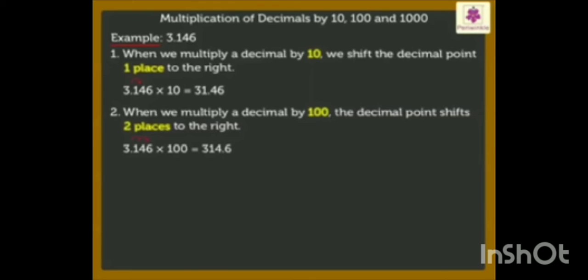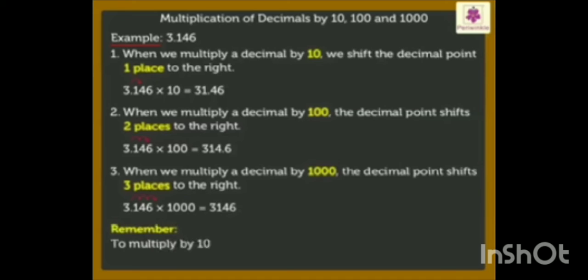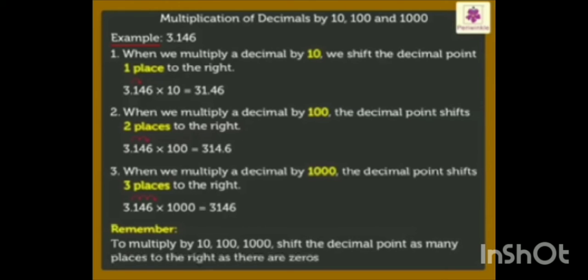3.146 into 100 is equal to 314.6. Similarly, when we multiply a decimal by 1000, the decimal point shifts three places to the right. Thus, 3.146 into 1000 is equal to 3146. Remember, to multiply by 10, 100, 1000, shift the decimal point as many places to the right as there are zeros after 1.